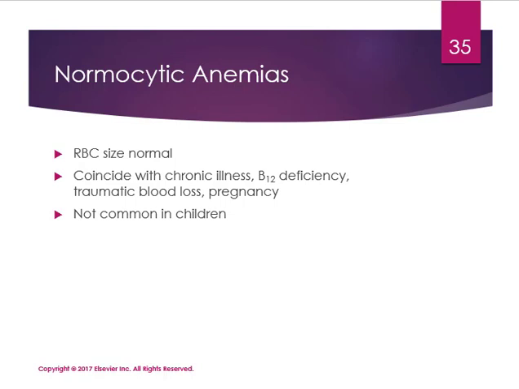Next, we're going to talk about normocytic anemias, and these are where the RBC is normal in size. We see these often with chronic illnesses, possibly with a B12 deficiency, traumatic blood loss, or pregnancy, and it's not very common in children. Other tests that you would do along with your anemia workup, if you were trying to rule this out, is to include lab tests, to be sure and include a BUN and creatinine, liver function test, bilirubin, a SED rate, urinalysis, and thyroid profile.